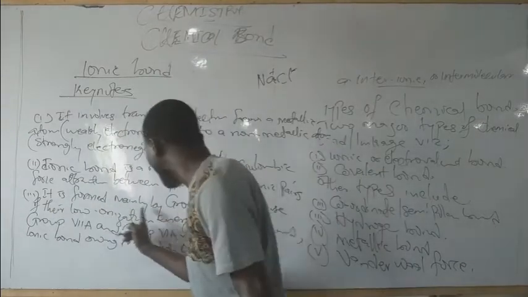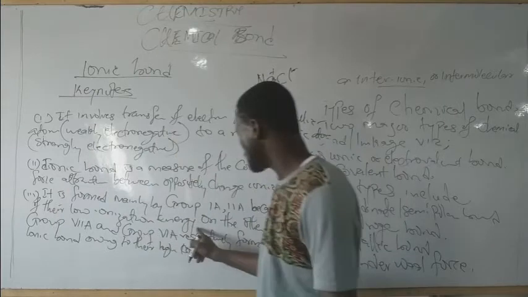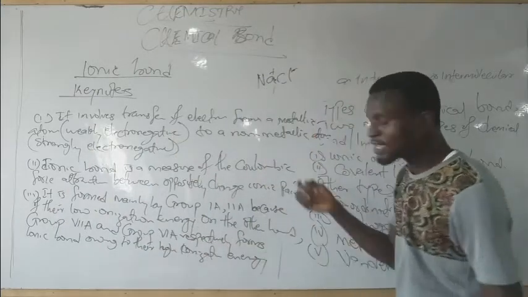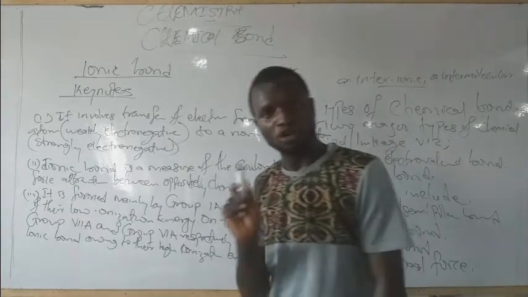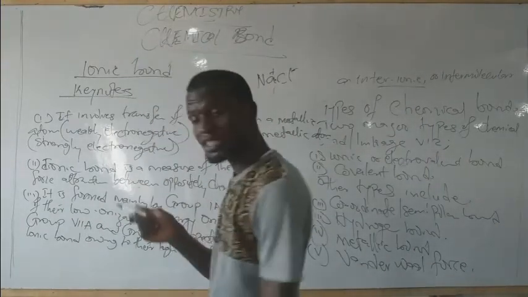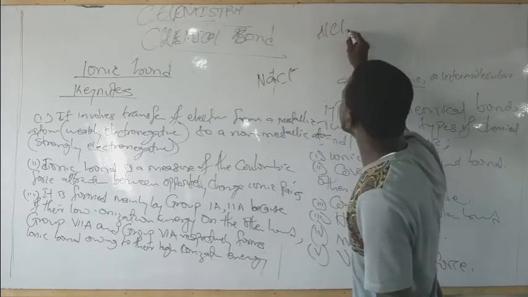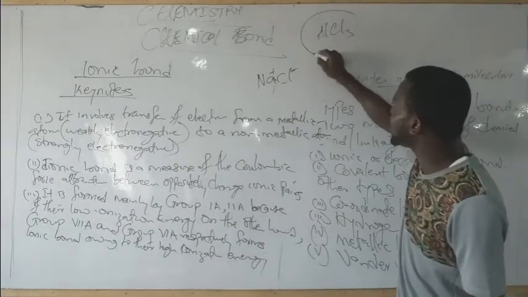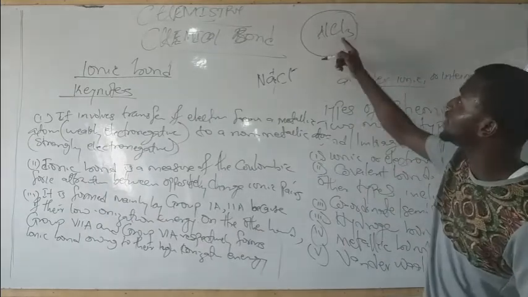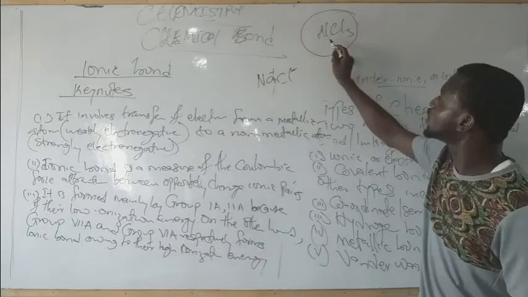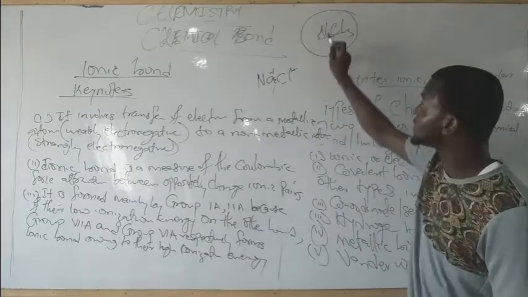Then the next thing is, it is formed only by group 1A and group 2A because of their low ionization energy. One mistake students normally make is to believe that ionic bond is always formed between metal and non-metal. That is a common error. Even some teachers make that error as well. For instance, it is a common flaw to say that aluminum chloride is an ionic compound. They will tell you aluminum chloride has ionic bond because aluminum is a metal and chlorine is a non-metal.